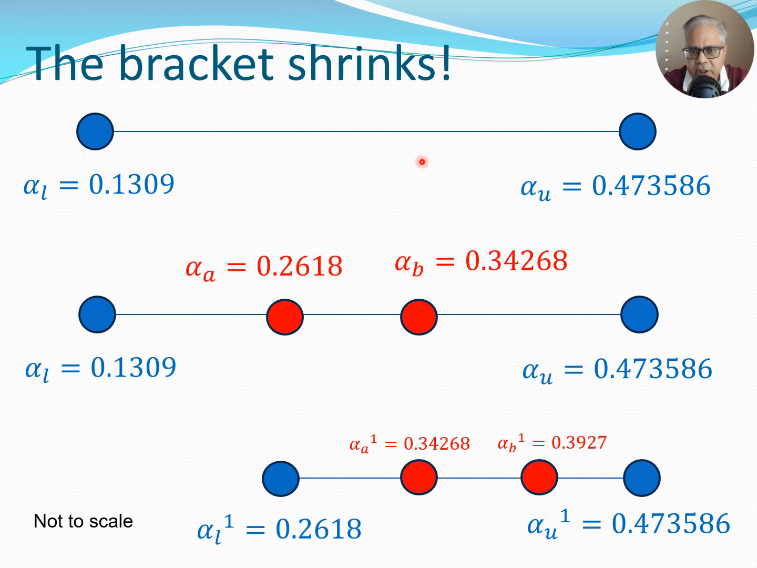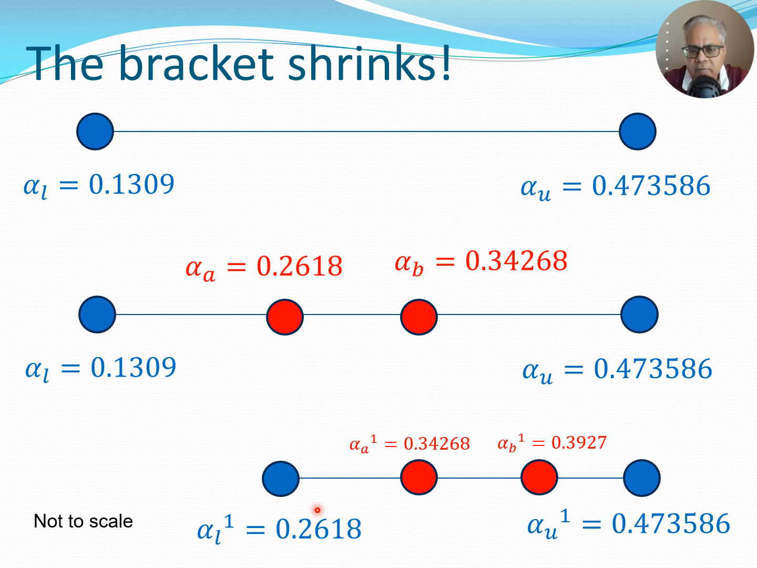So essentially we first started with this big bracket here between 0.1309 and 0.4735. Remember, we did a pretty rough search with golden section, and therefore the first round is pretty rough. But one advantage of golden section is that it converges relatively quickly compared to, for example, the bisection method we discussed before. So the next point was calculating these two values, alpha A and alpha B, and then we reduce this bracket to this particular region, and then we also obtained alpha b1 here. So we now have these 4 points.